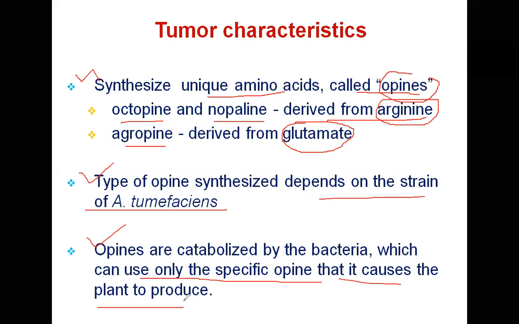So don't go by the complexity of the sentence. What does it mean? It means that the opines being synthesized in the plant cell, using the plant machinery and the plant resources, are exclusively utilized by the bacteria for its growth and development. Okay, and the plant cannot utilize this opine. These opines will be utilized only by the bacterial cell. And this catabolism by the bacteria, it catabolizes only that opine which it causes the plant cell to synthesize. Only the specific opine that it causes the plant to produce, right?